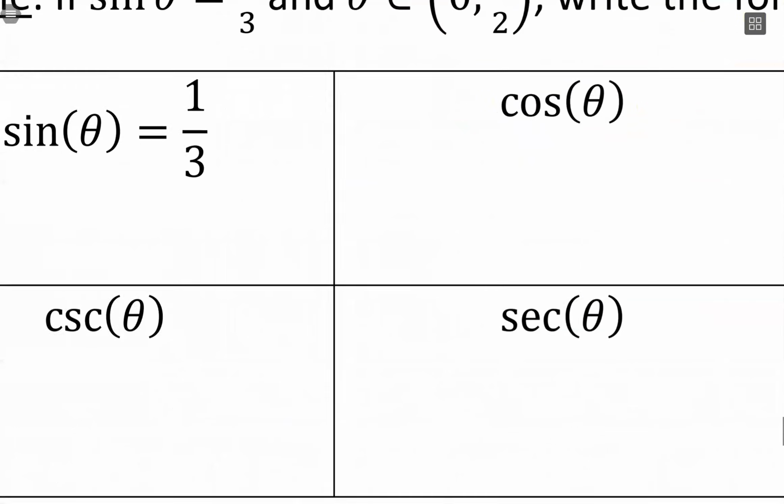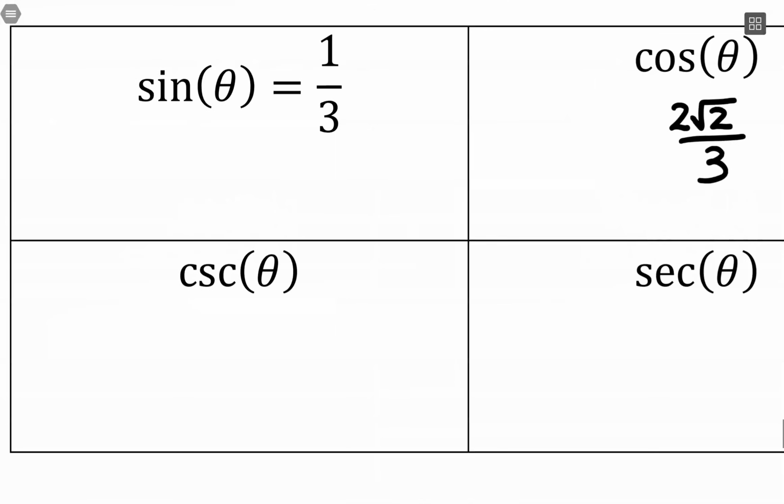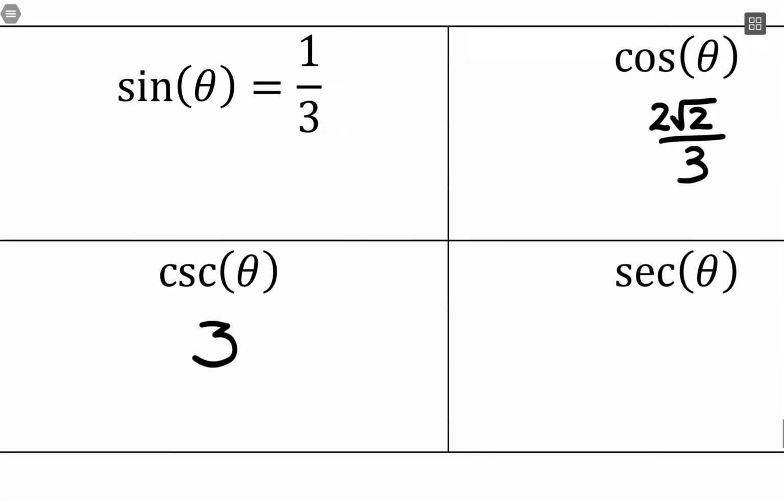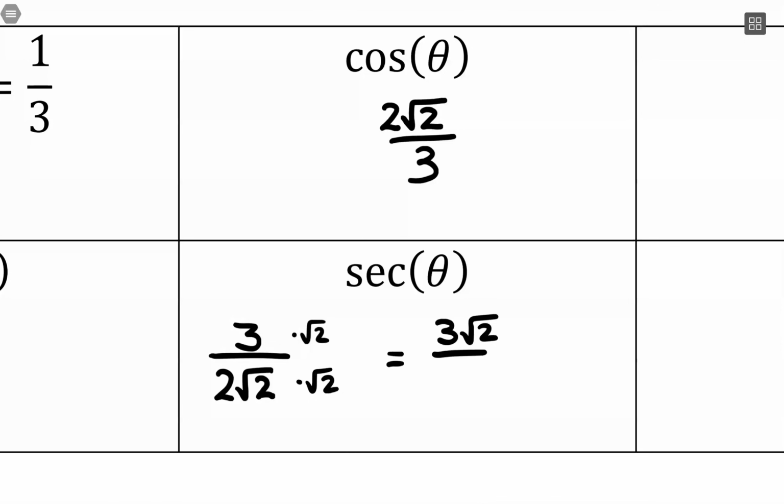Alright, so now we can start filling everything in because we have sine and cosine. So cosine is that 2√2 over 3. So if sine is 1/3, then cosecant would be 3 over 1, which is just 3. For secant, we're going to flip, so 3 over 2√2. And then I'm just going to rationalize that denominator. So this will be a 3√2 over, we have that 2 on the outside, and then √2 times 2. √2 times √2 is just 2. So this is going to be a 3√2 over 4.